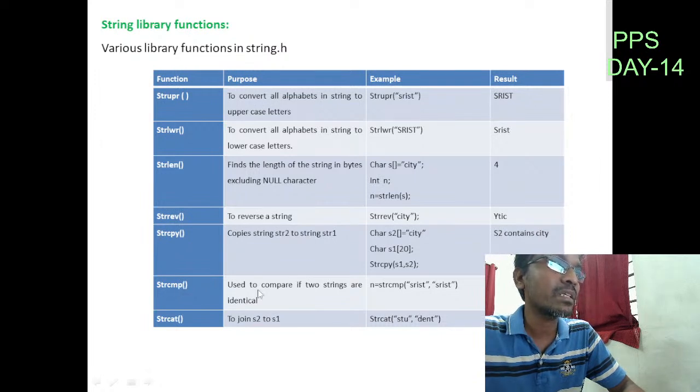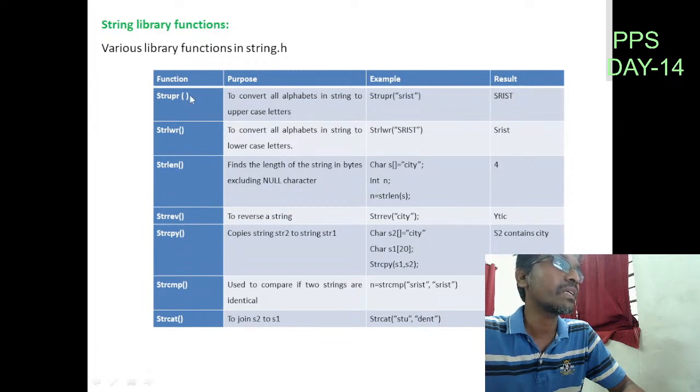So here, if it is equal, it will go on to print equal or 0, otherwise it will go on to print 1. So next one, strcat. That means string concatenation. If you want to join two strings, then you have to use the string concatenation function. For example, I want to join "stu" and "dent". Then the concatenated string will be "student".